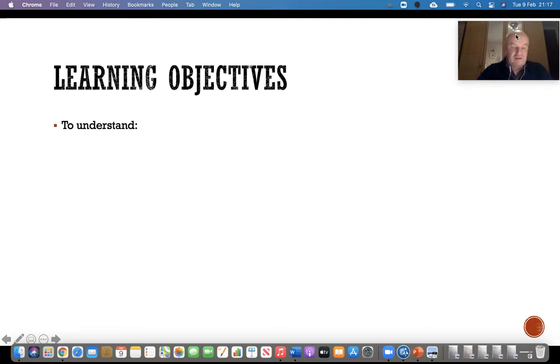Okay, so in essence what we need to do in this case, and this is again straight from the original exam spec, but the learning objectives for this particular unit are as follows.